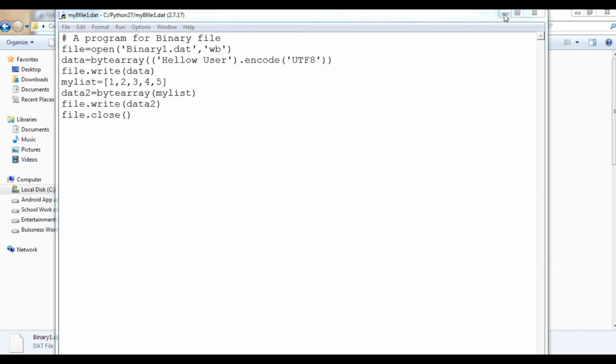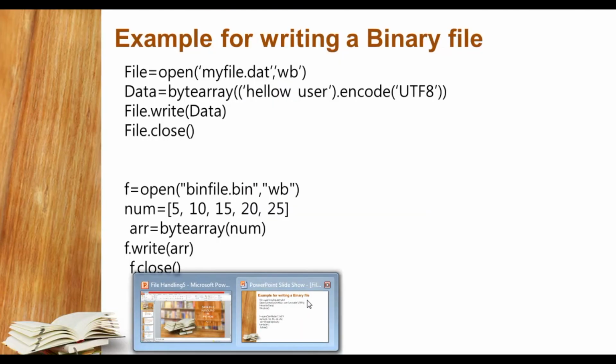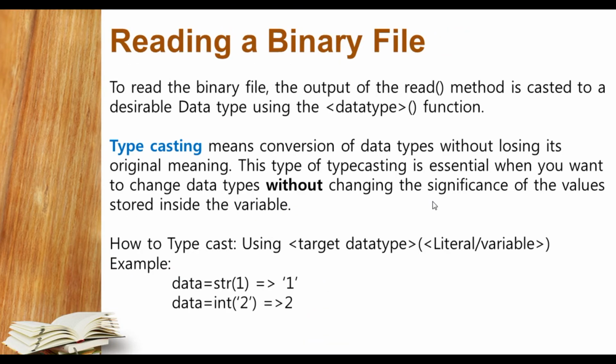Till then, let's go through how to read the data by slides. Now, reading a binary file. How can we read the file? To read the file we need to use the read method, and after that cast it to the desired data type using the data type name with round brackets as a function. What is data type casting? Data type casting is a means to convert a data type from one to another without losing its original meaning. Why is it required? You can see the requirement of typecasting we have just experienced.